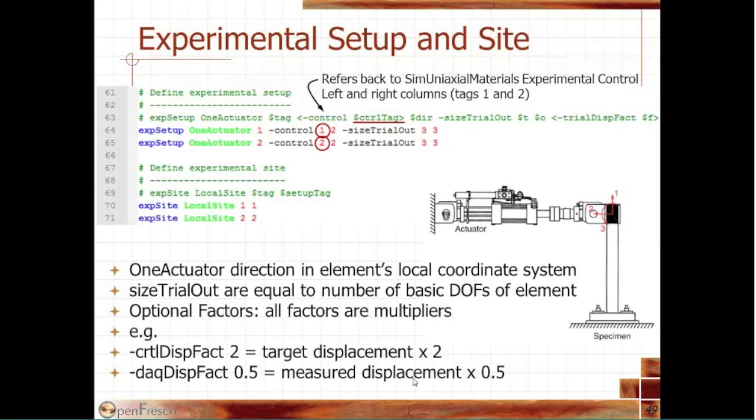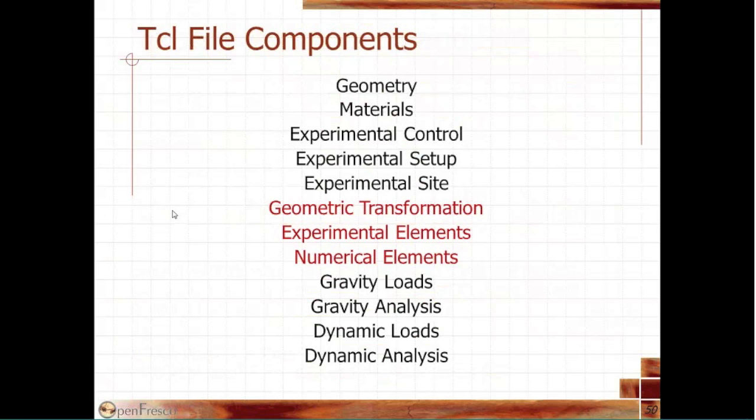The next thing would be the experimental site. We have to define that. This is a local test, so it becomes very easy. It's experimental site, local site, give it a tag, and tell it which experimental setup you're using, which would be the two that we have defined above on lines 64 and 65. Once we have that, we can go ahead and define the geometric transformation, the experimental element and the numerical elements in our structure.